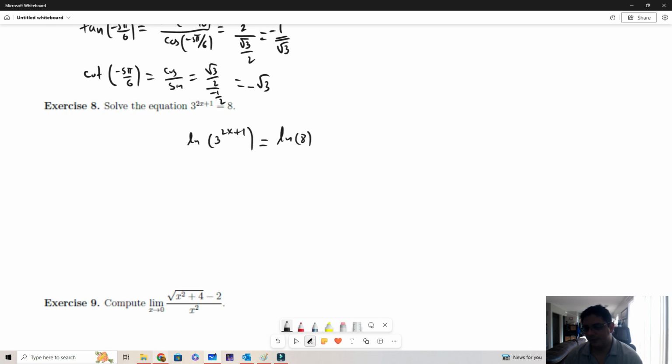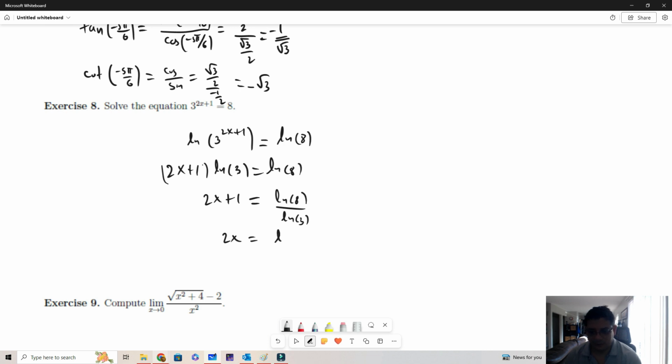There's no way that I can simplify this with common bases. This is just going to be that. And so I get 2x plus 1 times log of 3 equals log of 8. And then I have 2x plus 1 equals log of 8 over log of 3. And so now 2x is log of 8 over log of 3 minus 1. And x is the whole thing, but divided by 2.